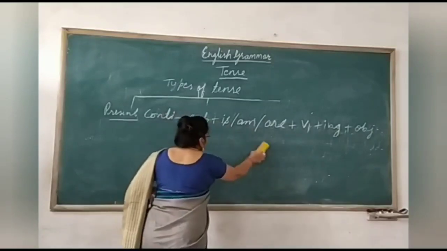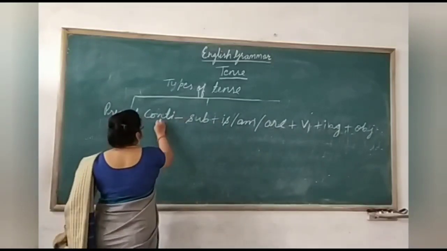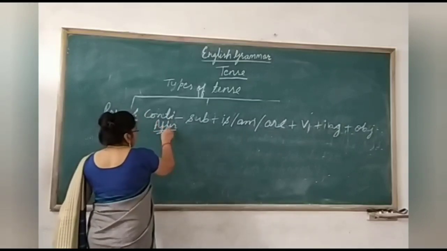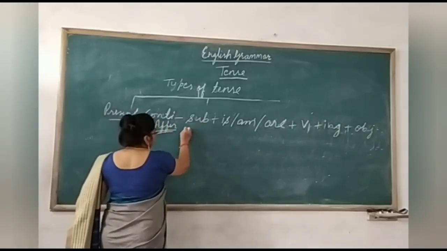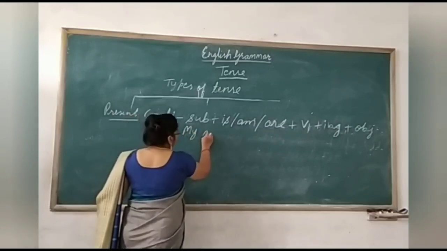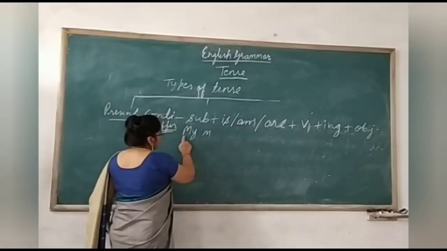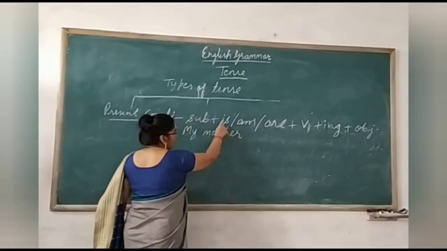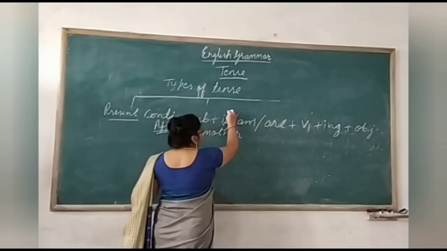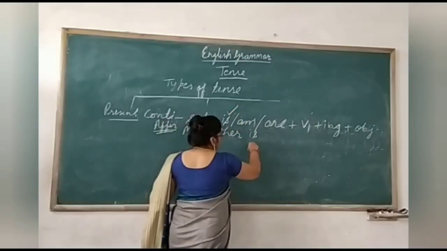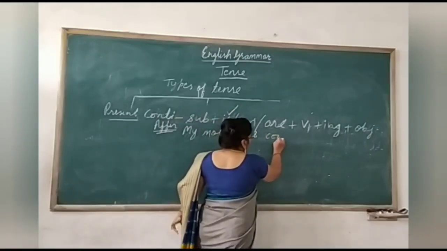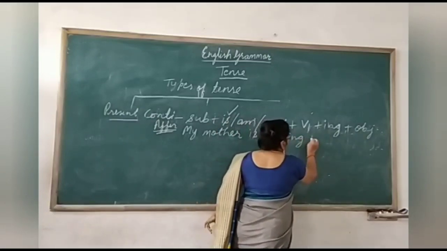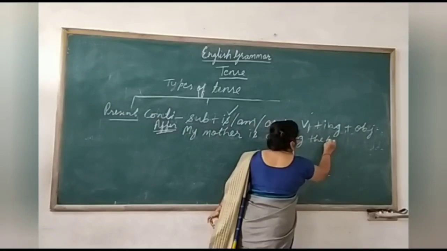Here, see. This is the affirmative formula of present continuous tense. See here, subject. Suppose that I take the same example that I have taken in present indefinite, that is my mother. My mother is singular. Out of these three, what you will add? Is. Suppose that I have taken the verb cook, what you will add to it? ing. Then the object, the food.